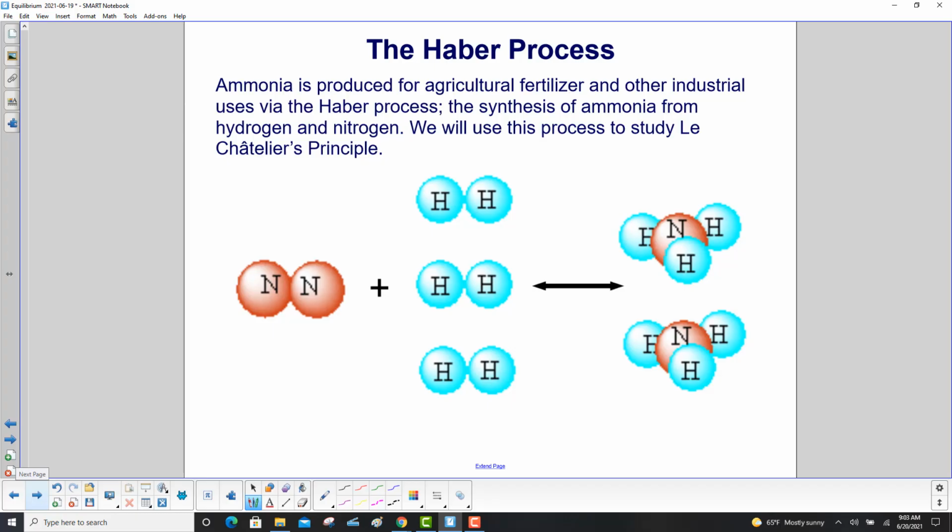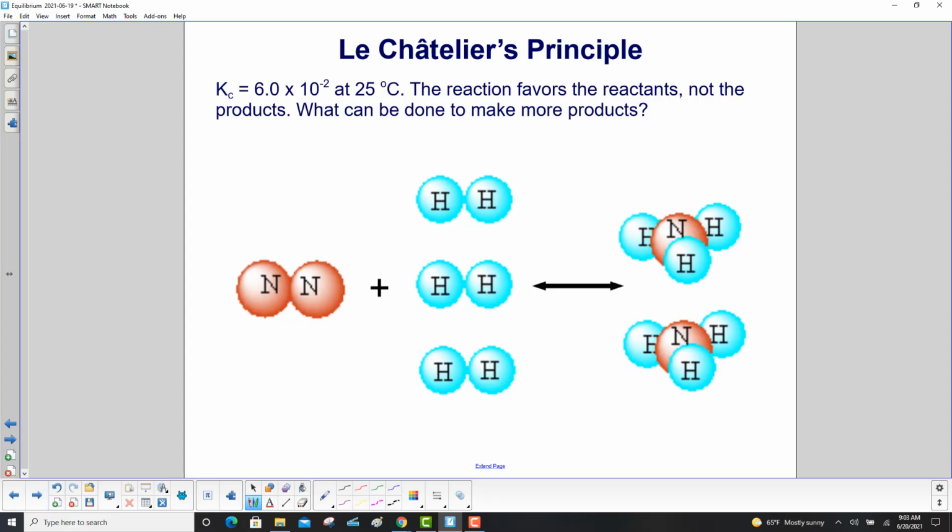Ammonia is produced for agricultural fertilizer and other industrial uses via the Haber process, the synthesis of ammonia from hydrogen and nitrogen, one of the more important chemical reactions in modern society. We will use this process to study Le Chatelier's principle. So here you have nitrogen combining with hydrogen, forming ammonia. Our equilibrium constant is 6.0 times 10 to the minus 2 at 25 degrees Celsius. That means the reaction favors the reactants, not the products. What can be done to make more products?